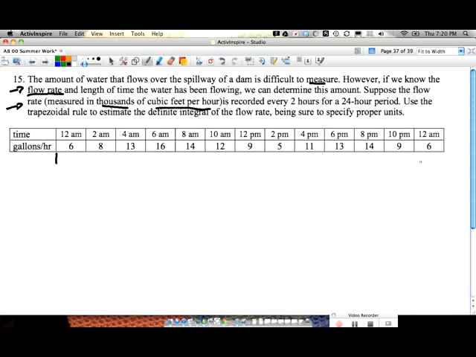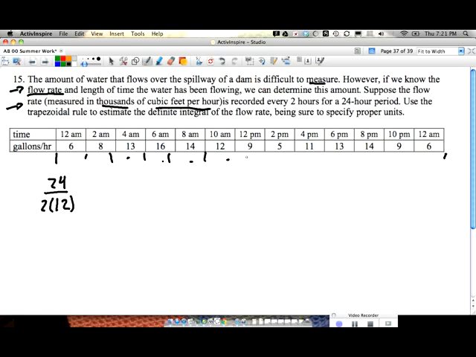So we've got that distance. We're going from 12 to 12. That's 24 hours. So we're going to have 24 hours divided by 2 times the number of rectangles. What do we got? Let's see. We got 1, 2, 3, 4, 5, 6. It looks like there's 12. Oh, that makes sense because it's split in 2-hour intervals.